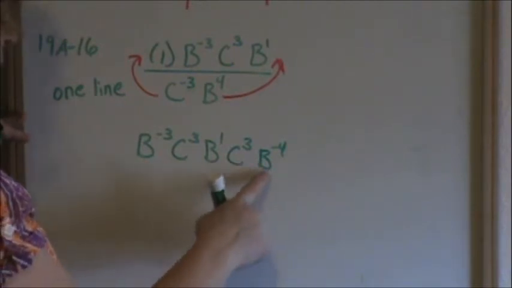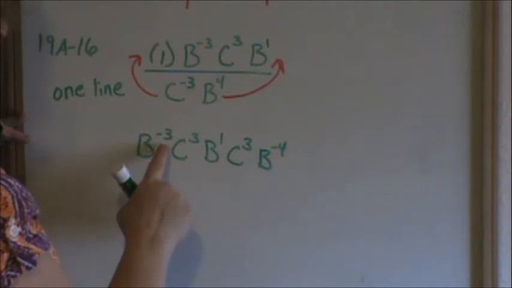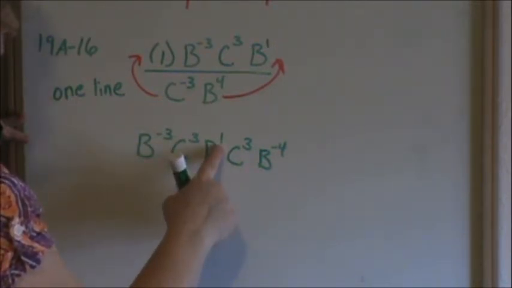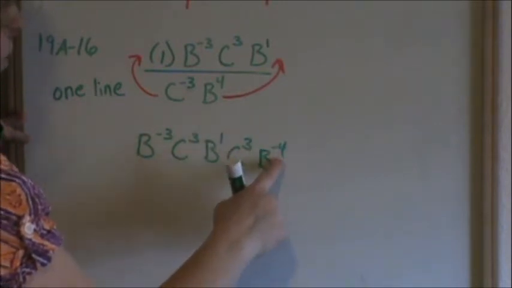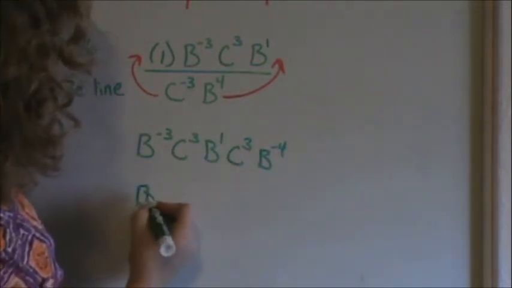Combine all your b's together. Everything is being multiplied, so you add your exponents. Negative 3 plus a positive 1 is a negative 2. Negative 2 and a negative 4 is a negative 6. I'm going to rewrite that so you can see it.